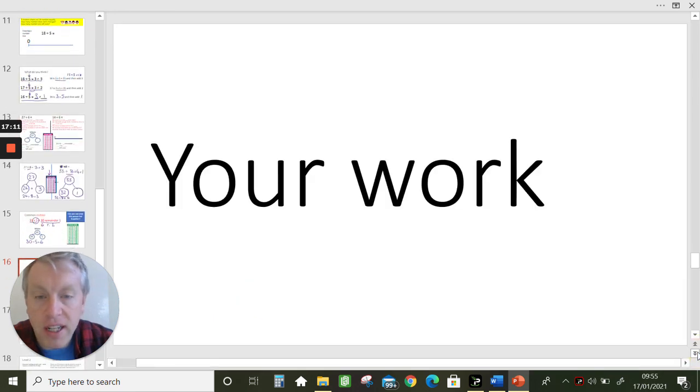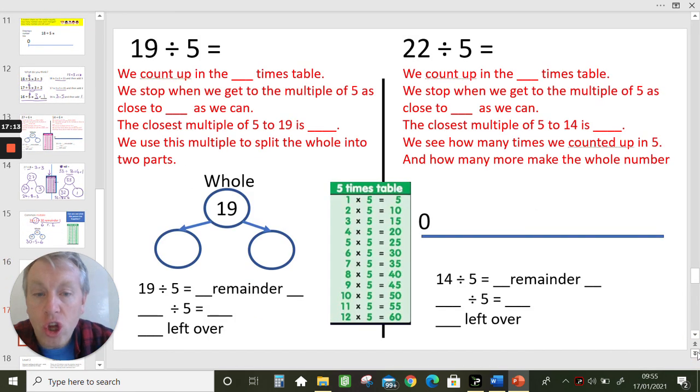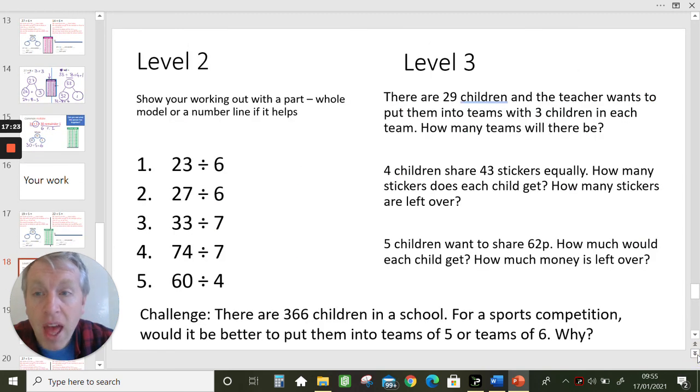Hopefully that makes sense. So your work, have a go. If you find it useful to use the part whole diagrams, they can be helpful. You might like to use a number line. And then we've got our level 2 and our level 3 word problems. Have a go, and I hope that you enjoy it. Any problems, just let us know.